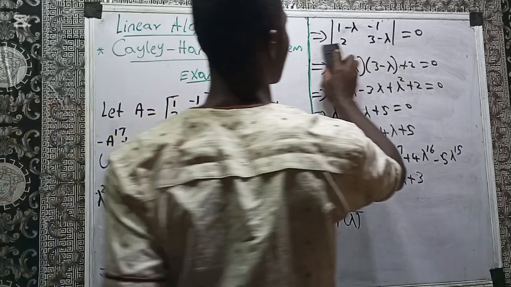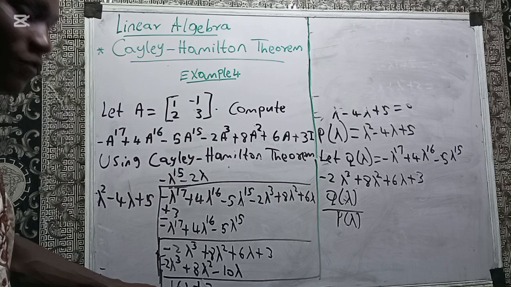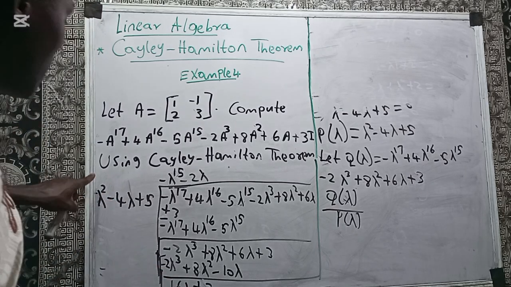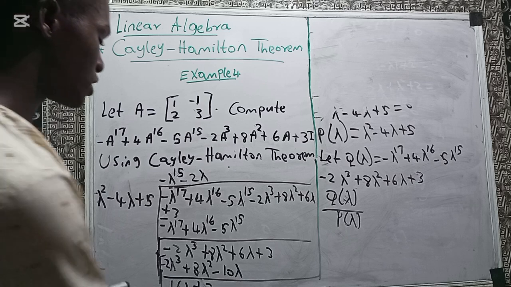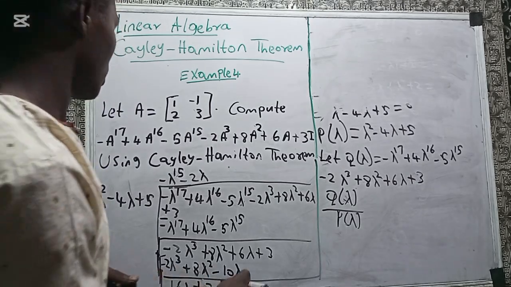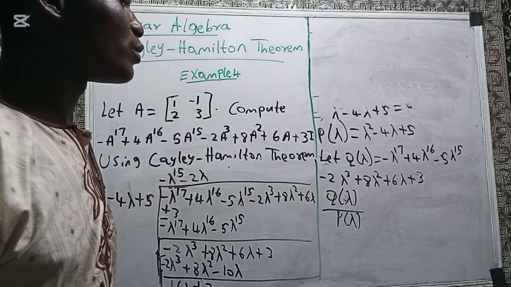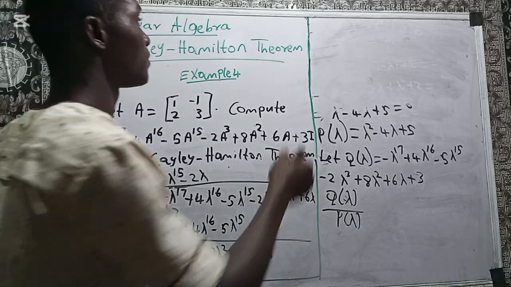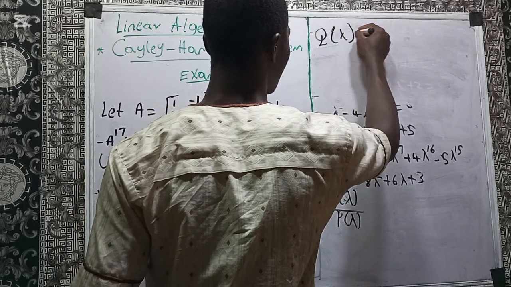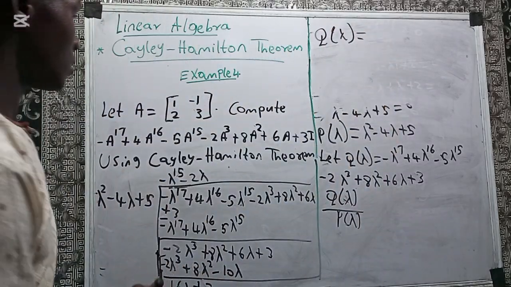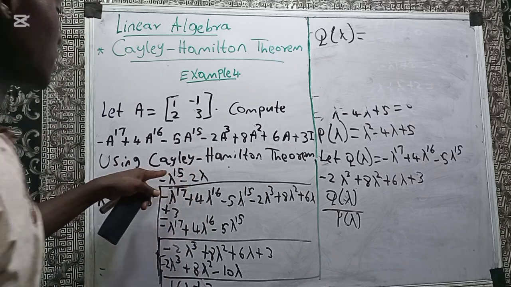So if you continue, with this, the highest power of lambda here is of degree 1. The highest power of lambda in the divisor is of degree 2. So degree 1 is less than degree 2. So this quantity is now our remainder, right? So this Q of lambda will be reduced to this remainder. Q of lambda will be equal to this polynomial.